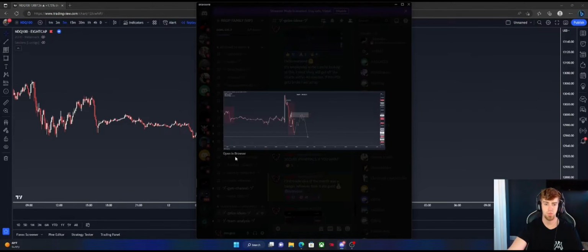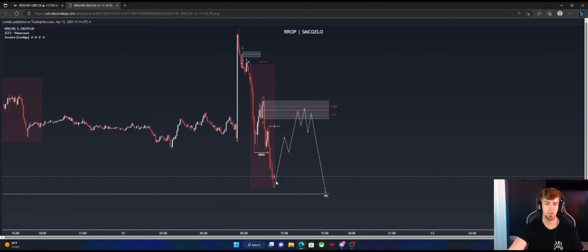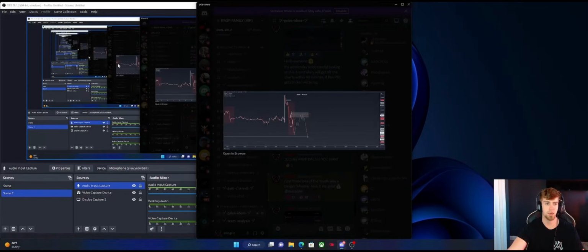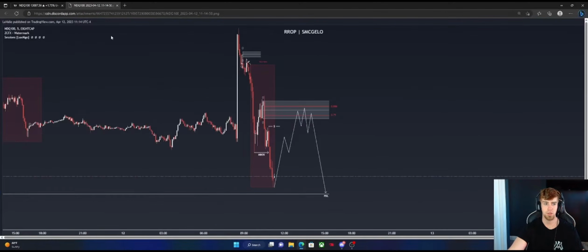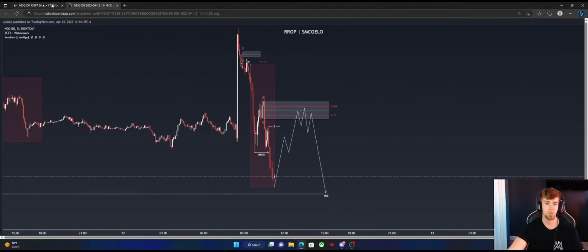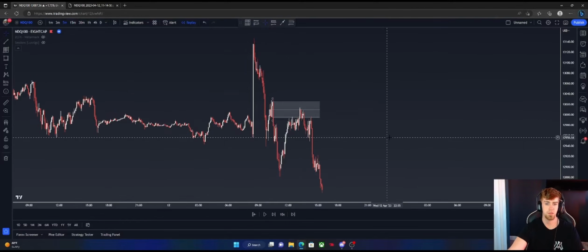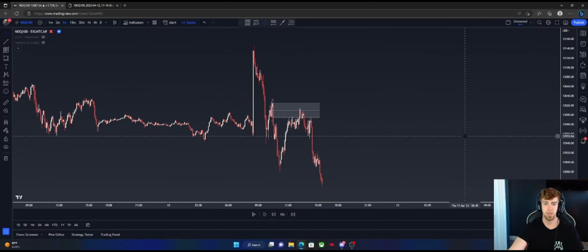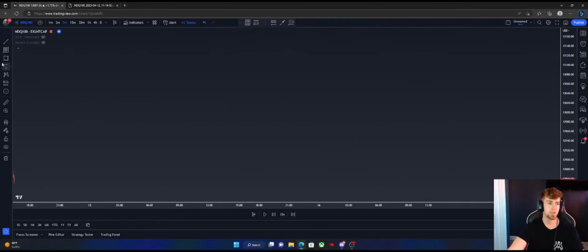This was a trade beforehand. As you can see, I sent it out. Pretty much played out exactly how I wanted it to. I'll show you right here. Boom. This was a trade after. This was a trade before. Literally perfect. So let's break this down. But first, I want to show you how to trade supply and demand correctly. So let's move over here.